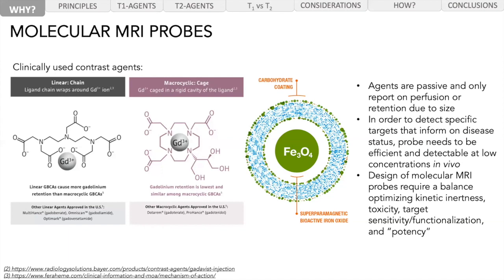to their size. So in order to detect the specific targets that inform on disease, a probe then needs to be functionalized with some sort of targeting moiety, and thus needs to be detectable at concentrations that are relevant for that target in vivo. So this is where designing molecular MRI probes requires a balance between optimizing stability, kinetic inertness, toxicity, target sensitivity, functionalization, and what we can call the potency of the agent.